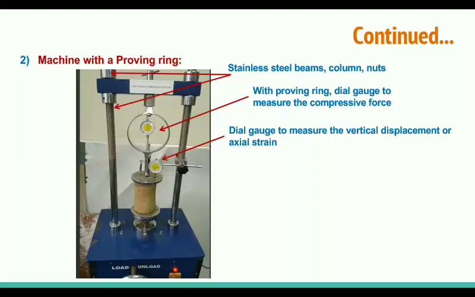But in the case of the proving ring, last time in the previous first part, a spring was there. Now in this case, a proving ring is there. Every proving ring has a calibration chart. So you have to count the division in the dial gauge reading of the proving ring, and by using the calibration chart, you can calculate the compressive force, right? Okay.